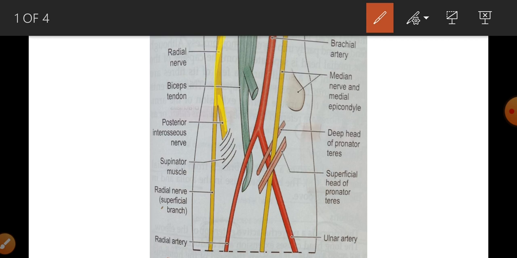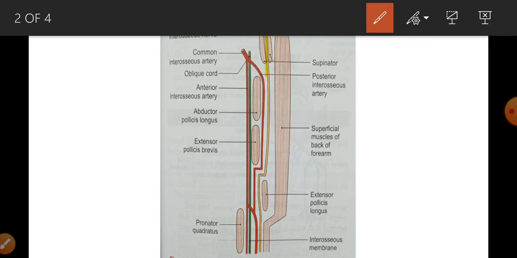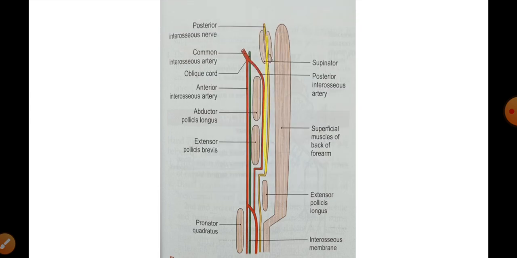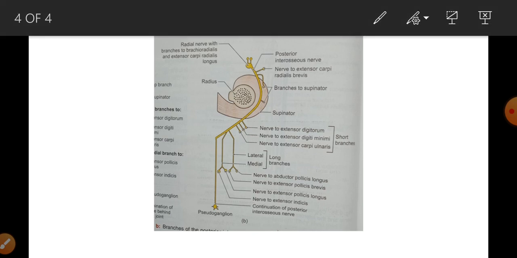Its course. It begins in the cubital fossa, passes through the supinator muscle to reach the back of the forearm, where it descends downwards. It ends in a pseudoganglion in the fourth compartment of the extensor retinaculum. So this is the supinator. Emerging in the cubital fossa, it passes through the supinator muscle and reaches the back of the forearm. Here it descends downwards and ends in the pseudoganglion in the fourth compartment of the extensor retinaculum.